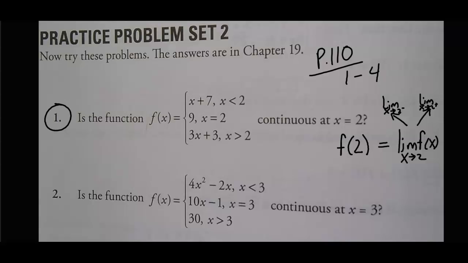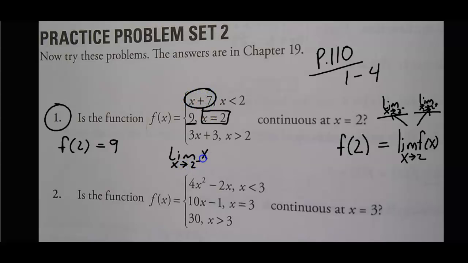So first of all, let's figure out what f of 2 is. Now that means what's the y value when x equals 2? Well, there's only one place up here where x equals 2, and it's right here. So the y value for that is 9. So f of 2 equals 9. Now the next thing we need to do is figure out if the limit exists. And like I said, to do that, you need to find the limit from the left and from the right. So I'm going to start by finding the limit from the left of 2, in which case I would use x plus 7.